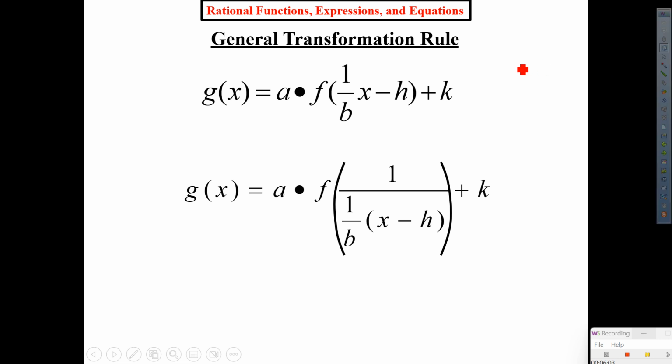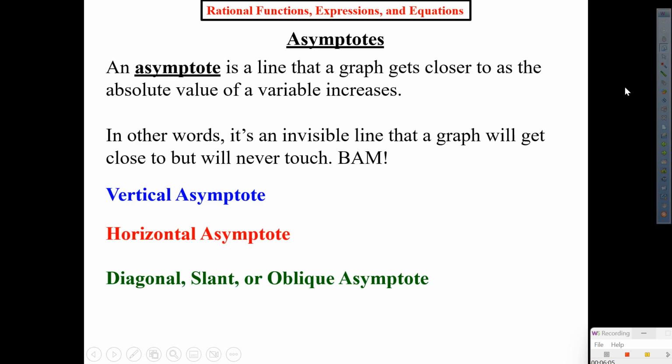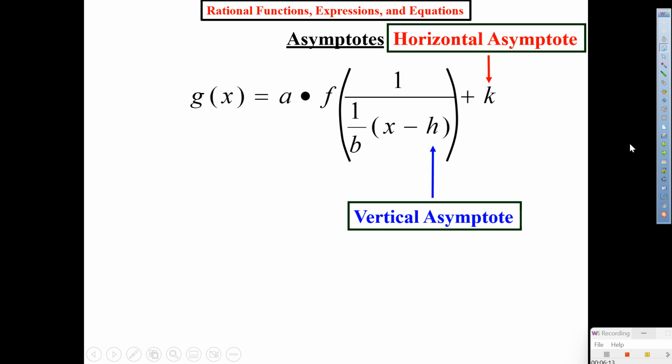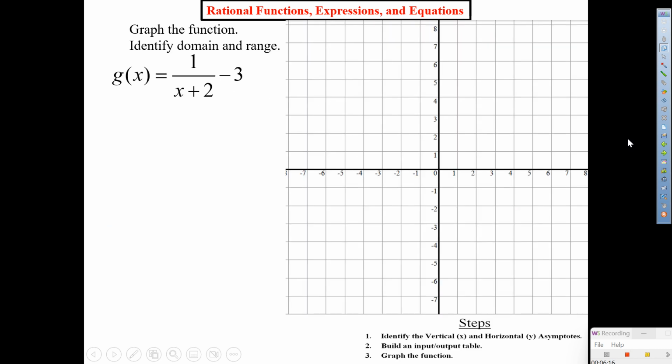So we have a general rule. We're done with the general rule. We got our asymptotes. We got that. We're getting closer to the diagonal, slant, and oblique. And then we talked about these, and we did some of this. Yes? Yes, Mr. Q? All right.